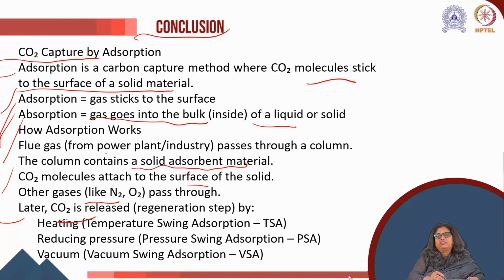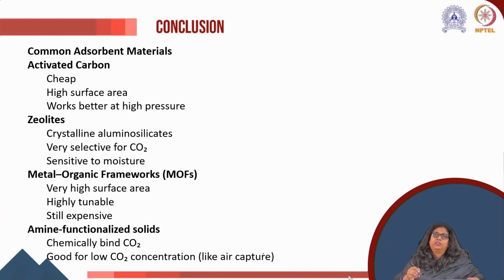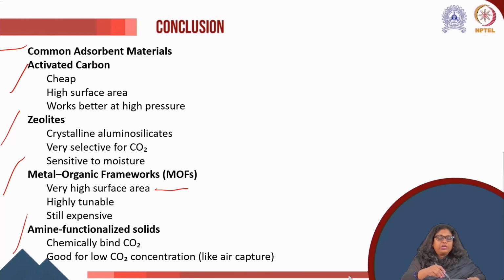For the regeneration step, we have the heating option, and we call that temperature swing adsorption, or TSA. Then another option is reducing pressure, we call it pressure swing adsorption, or PSA. Then one more option is vacuum swing adsorption, or VSA. Talking about some common adsorbent materials, we have activated carbon, zeolite, metal organic framework, MOF, and amine functionalized solids. Activated carbon is cheap, high surface area, and works better at higher pressure.